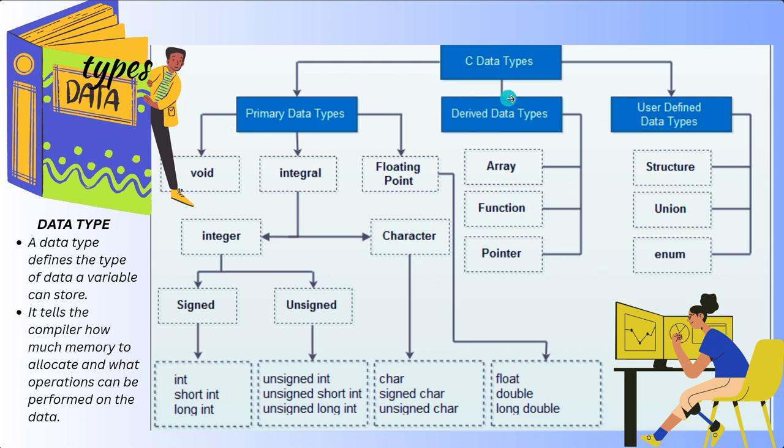We will learn each of them in detail because we have specific chapters for each of them. User defined data types include structures, unions, and enum. This also we will learn in depth because it is covered in its own chapter. Let's move on.